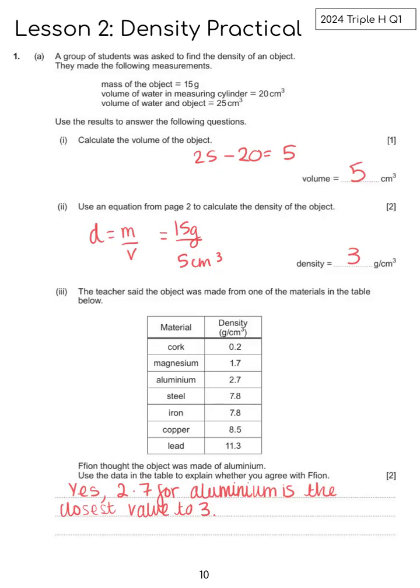Part III says Fion thought the object was made of aluminium. Use the data to explain whether we agree or not. We calculated the density was 3, and aluminium is 2.7. That is the closest in all of that table of values. To get the marks, you have to specify that you've looked at 2.7. You want that somewhere in your answer. You want to say, yes, you agree, because the 2.7 value for aluminium is the closest value to 3.